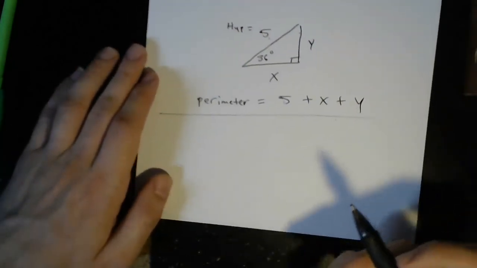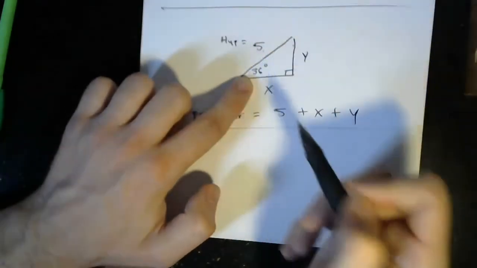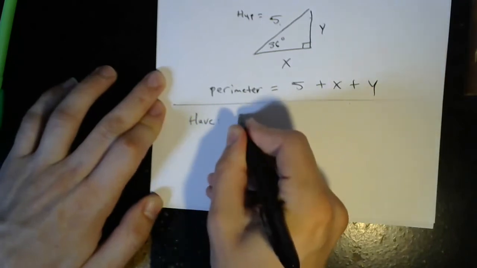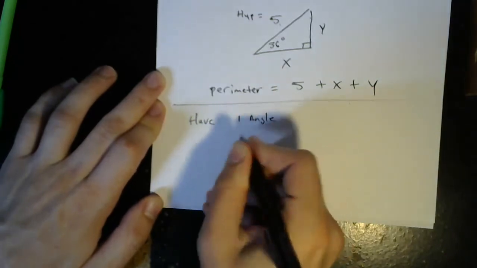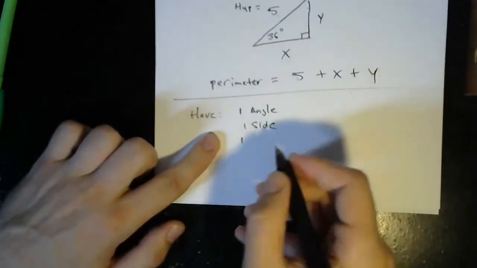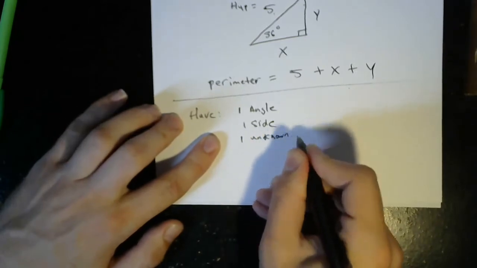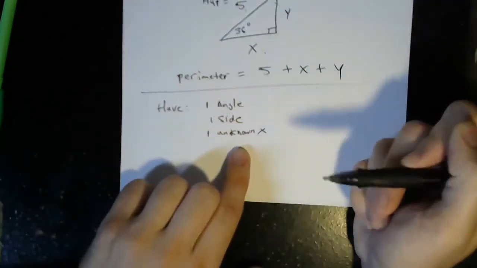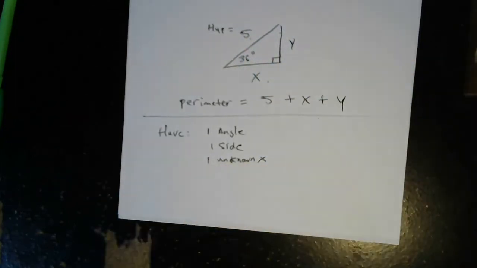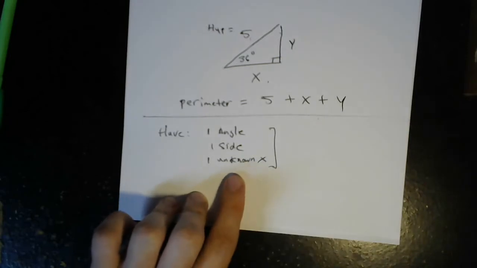However, we can find out. So we know that we have an angle. We know that we have one side, right? So we have one angle, we have one side, and we have another side that we want. One unknown for now, so we'll focus on X. So we have an angle, a side, and an unknown. Well, this is two sides and an angle, so we can actually find these, right?